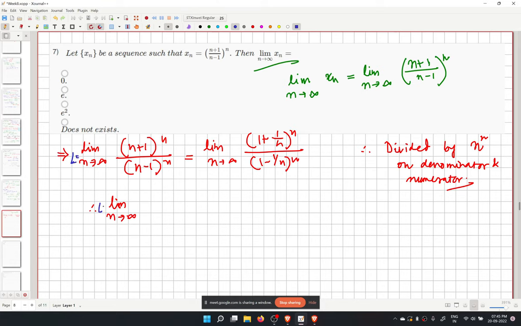Okay, so this will be L equal to the limit of (1 plus 1 over n) to the power n times the limit as n tends to infinity of (1 minus 1 over n) to the power minus n. Okay, so now we can evaluate these two limits individually and multiply them with each other, and we are going to find the limit.